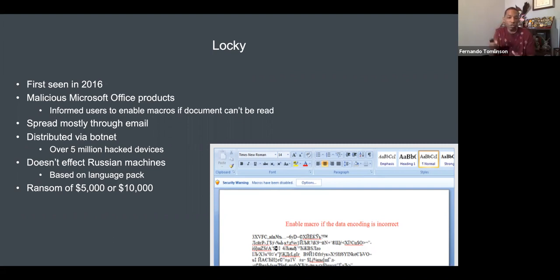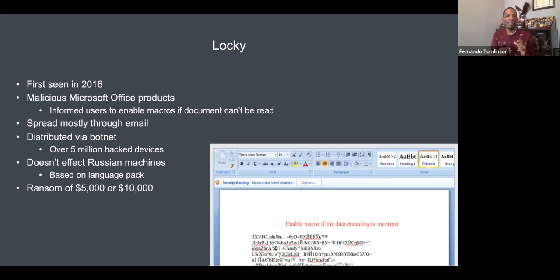And if it can get you, the user, client side, to actually enable macros, then the code that's underlined within that docx can actually execute. All right. Again, they're looking for the user to actually interact with it, and they were getting a lot of people at the time. Right. So this was distributed via a botnet, and at the time, over 5 million devices. Now, what's interesting is it did not affect Russian machines based upon the language pack.